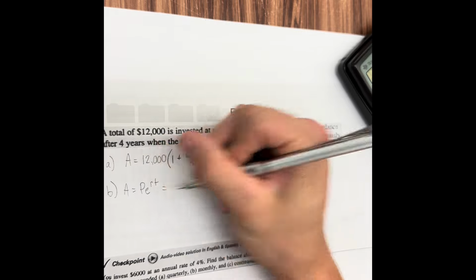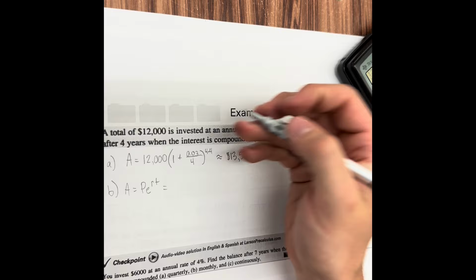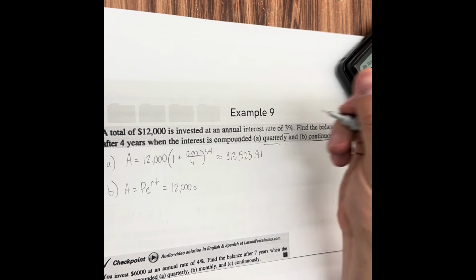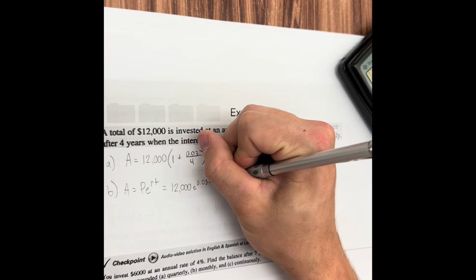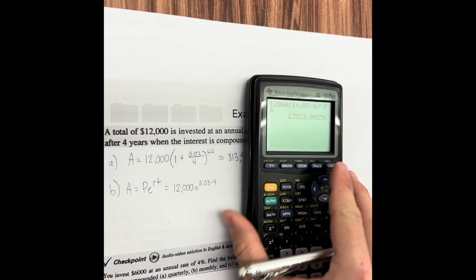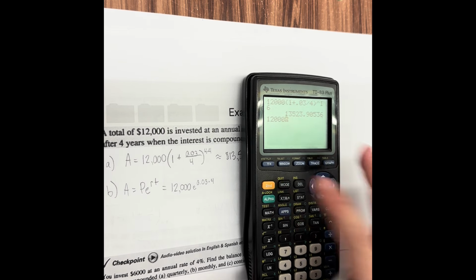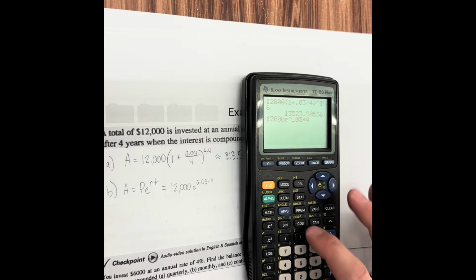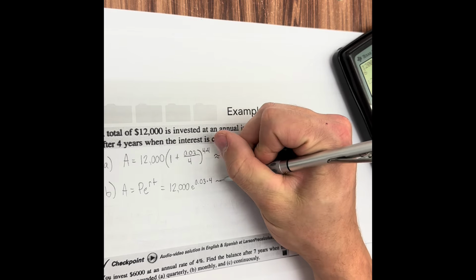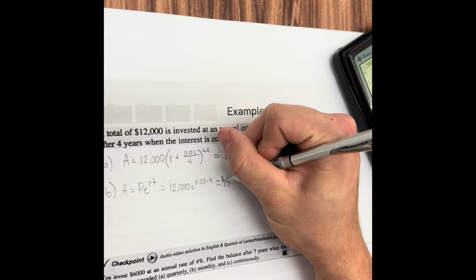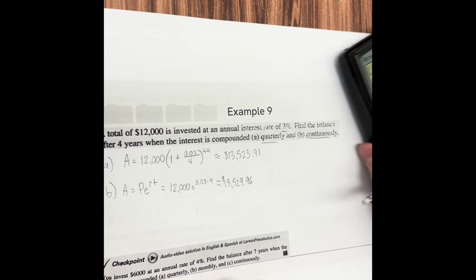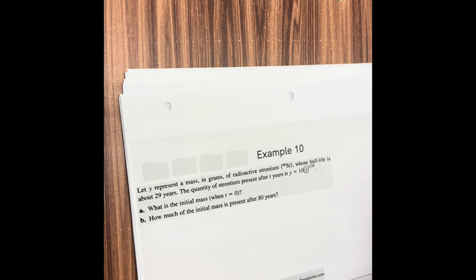Letter B, we use the equation A equals Pe to the power of rt. A little bit easier to remember, PERT. All right, so 12,000 e to the power of 0.03 times our time, which is 4. It's 12,000 e to the 0.03 times 4. That has to be in parentheses. $13,529.96. So that's it for example 9.